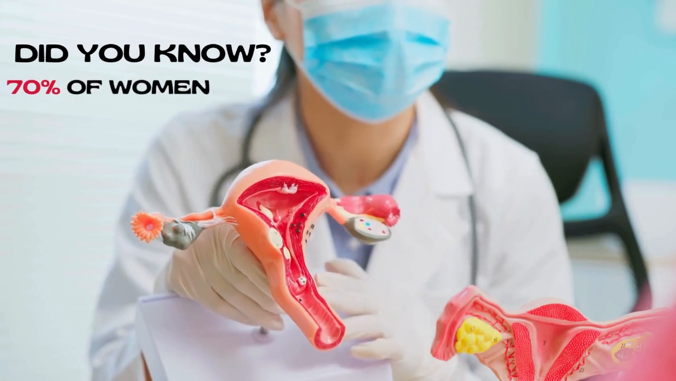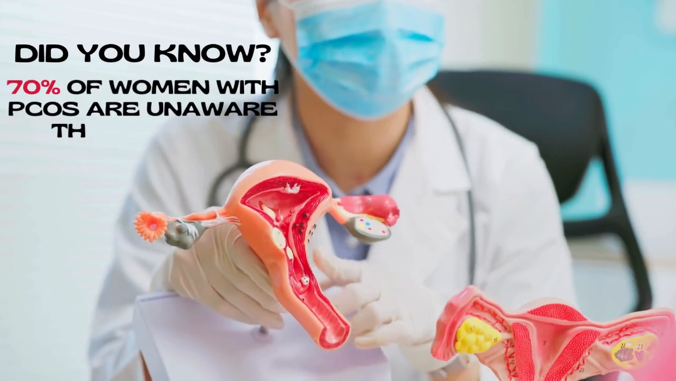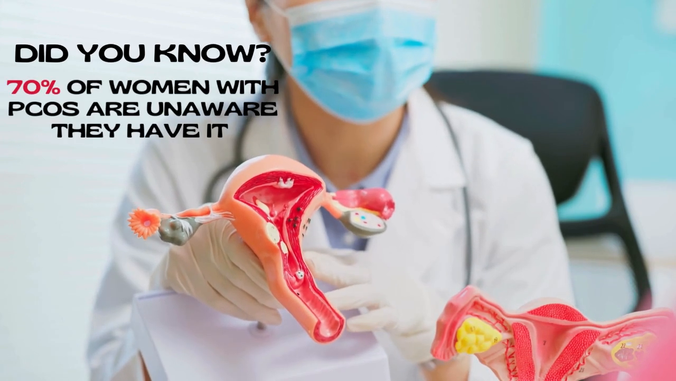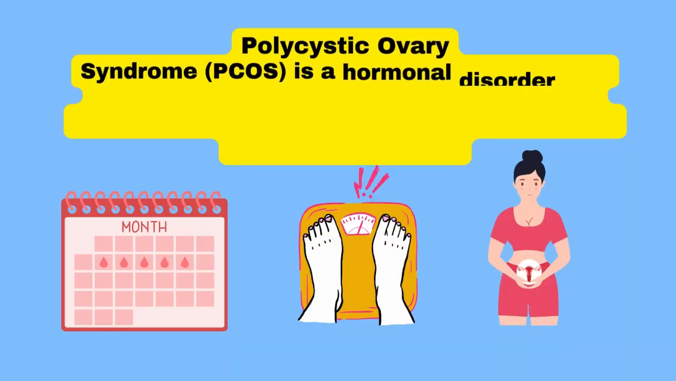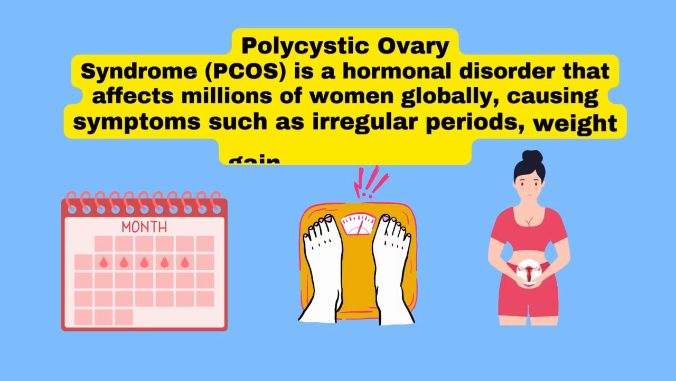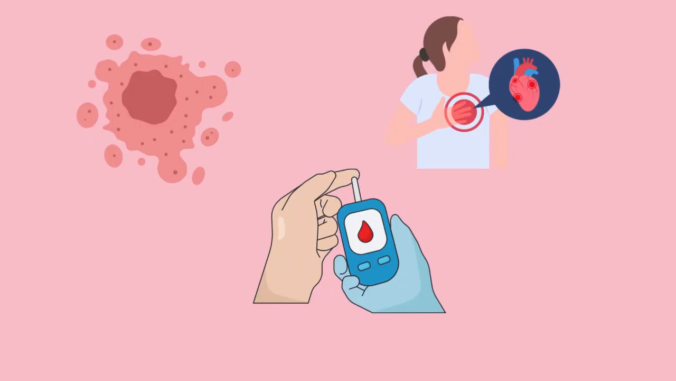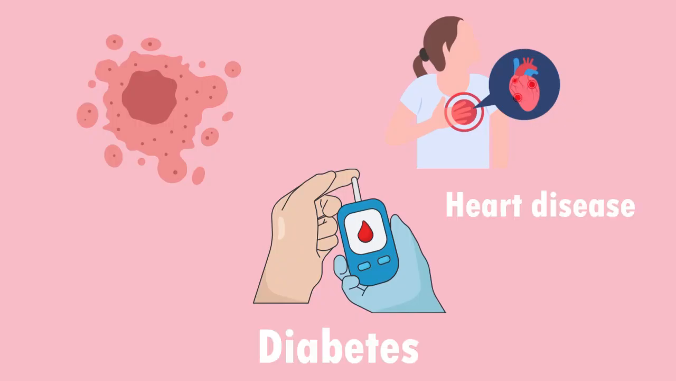Did you know 70% of women with PCOS are unaware they have it? Polycystic ovary syndrome (PCOS) is a hormonal disorder that affects millions of women globally, causing symptoms such as irregular periods, weight gain, and infertility, while also increasing the risk of diabetes, heart disease, and certain cancers.